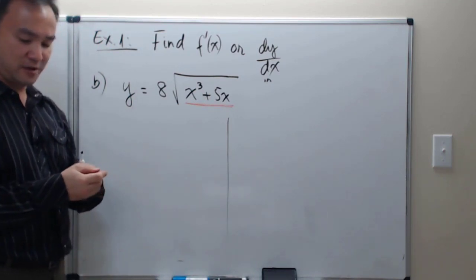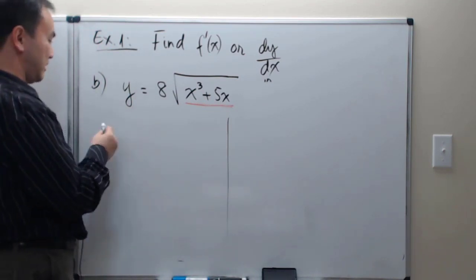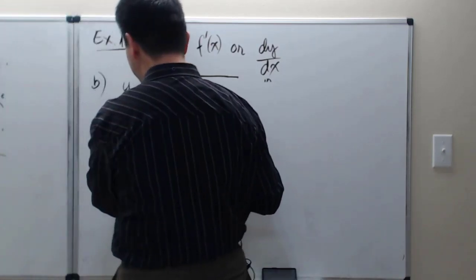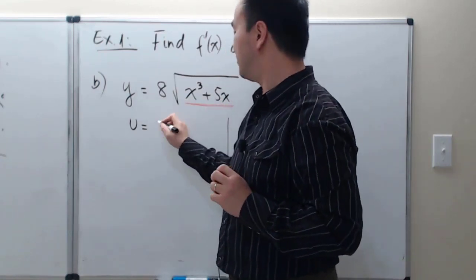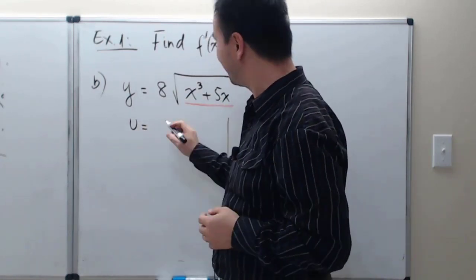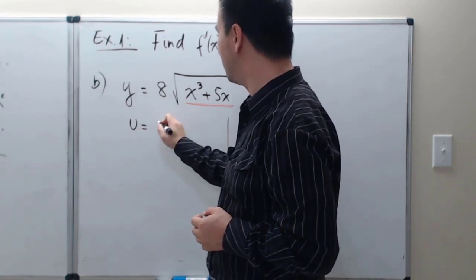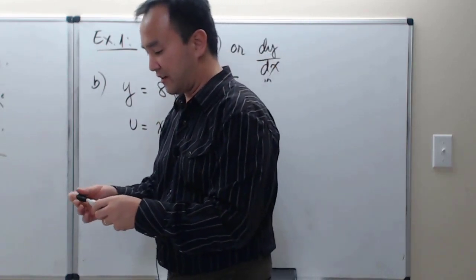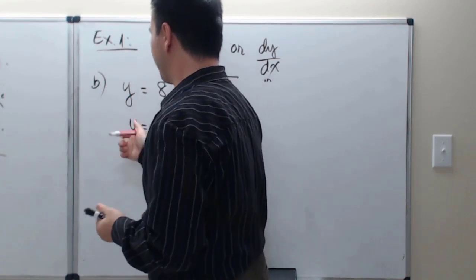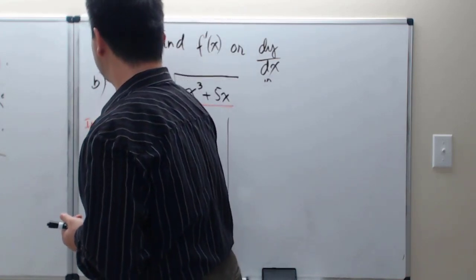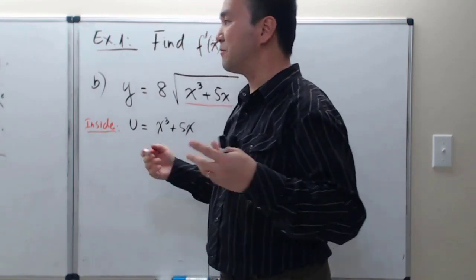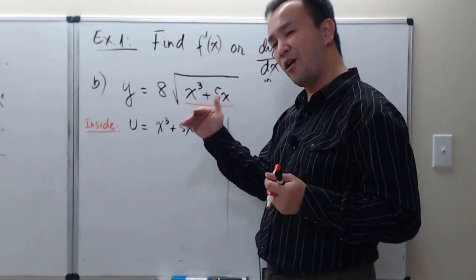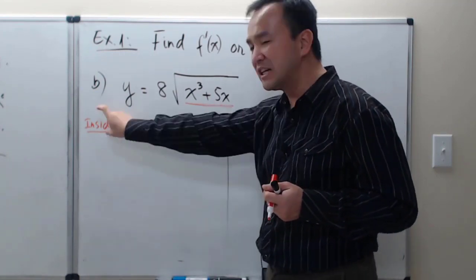Now I'm going to let u, in the style where we directly substitute the inside for an external variable, equal x cubed plus 5x. We refer to this as the inside function. After doing a few problems, including our example 1 part A earlier, it looks like we always start out by finding the inside function first.